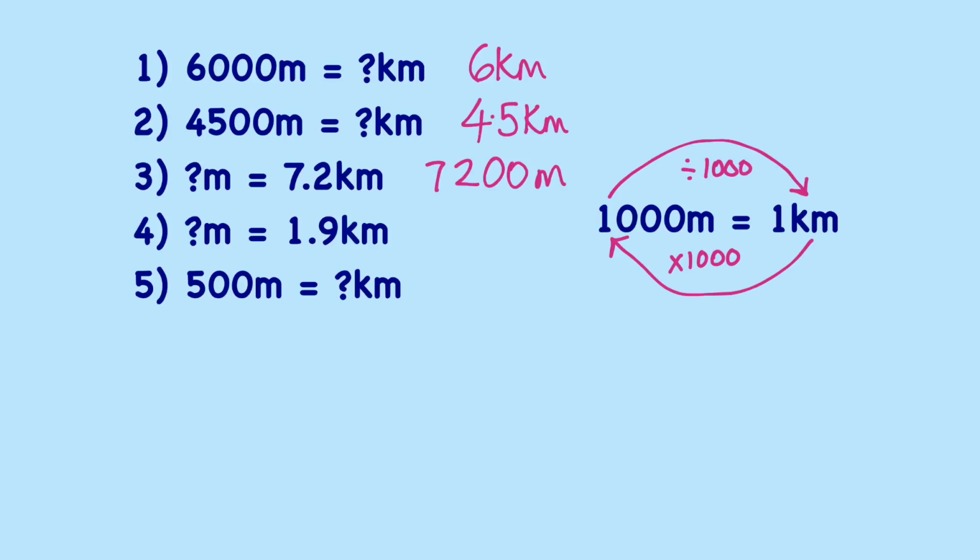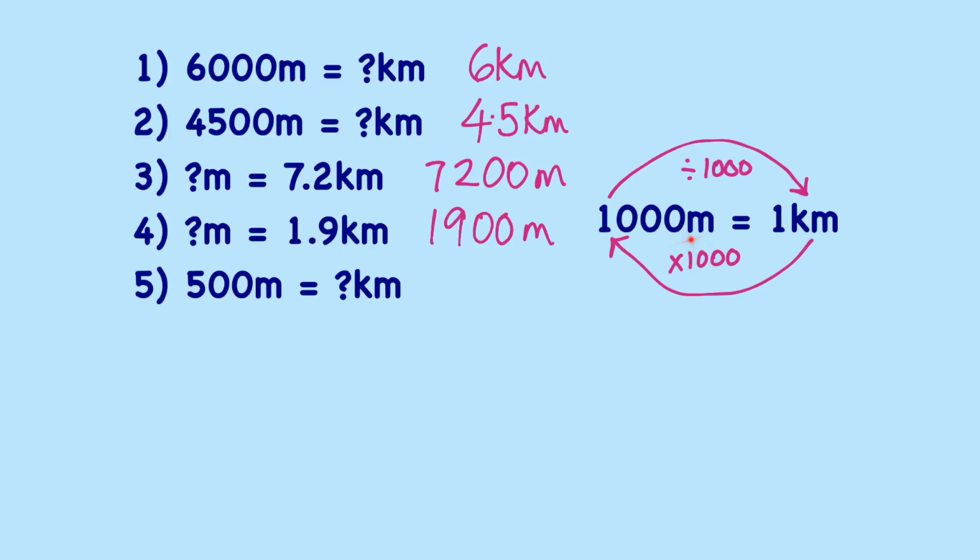7,200 metres. Question number 4, how many metres is the same as 1.9 kilometres? It's going to be the same idea as it was in question 3. We've got kilometres and we want to convert into metres, so I'm going to times by 1,000. That's going to give me 1,900 metres. And the last question, question 5, I have 500 metres and I want to turn it into kilometres.